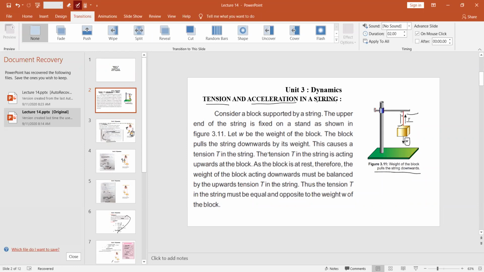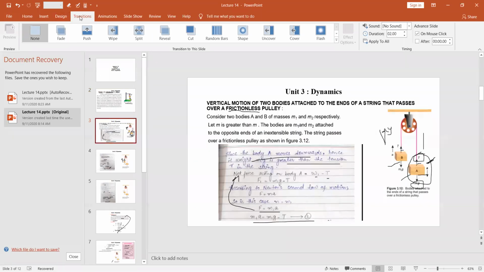Acceleration and tension, these two things we will discuss in detail in later topics. We will take different cases and solve for the values of tension and acceleration, right? So come to the main topic, that is vertical motion of two bodies attached to the ends of a string that passes over a frictionless pulley.